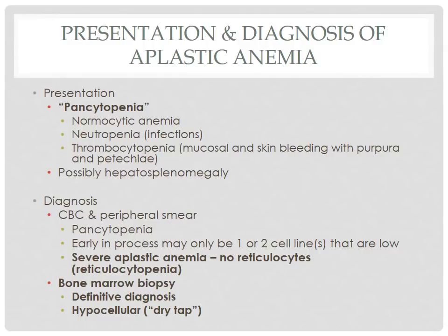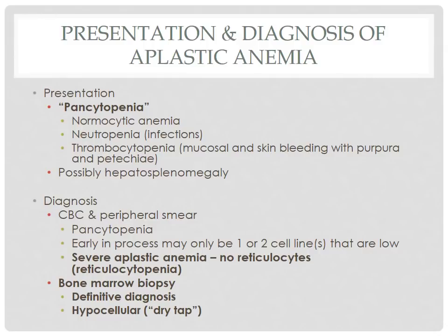The presentation for aplastic anemia involves a pancytopenia, pan meaning all, cyto meaning cells, and penia meaning low. So in this case, all cells are low. So you will have a normocytic anemia, neutropenia or low white blood cells, which makes the patient prone to infections, a thrombocytopenia or low platelets, which makes the patient susceptible to mucosal and skin bleeding, and also petechiae and purpura, and you will possibly see hepatosplenomegaly.